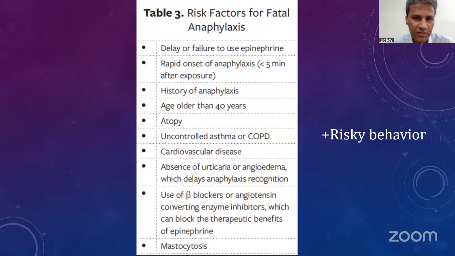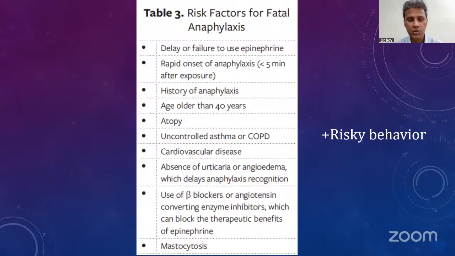When you look at fatal anaphylaxis, we've heard about the delay or failure of use of epinephrine. Rapid onset anaphylaxis generally tends to be more severe. Past history of anaphylaxis clearly makes the person have a greater risk of future reactions. An older age, atopy, uncontrolled asthma, COPD, cardiovascular disease, not having urticaria or angioedema, which makes it hard to recognize. And the reason why I point this out in prevention is you have to study the patient's pattern of how they presented more than once. And if they have these risk factors, you have to take extra time, extra caution, and extra attention on how to guide them to recognize what is happening with them.